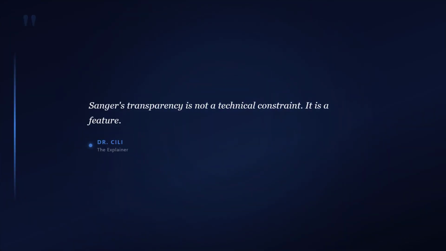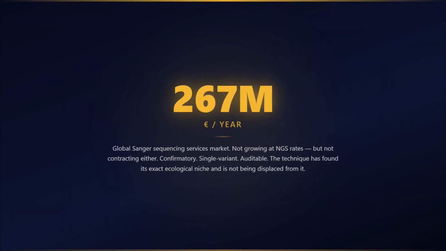The reason Sanger retains its confirmatory role is interpretability. Every base call in a chromatogram is visible, traceable, and attributable to a specific peak with a specific quality score. When a result needs to be explained to a regulatory agency, a clinician, or a committee, the data can be walked through position by position. That level of direct interpretability is not replicated by statistical base calling models derived from NGS data. Sanger's transparency is not a technical constraint, it is a feature.